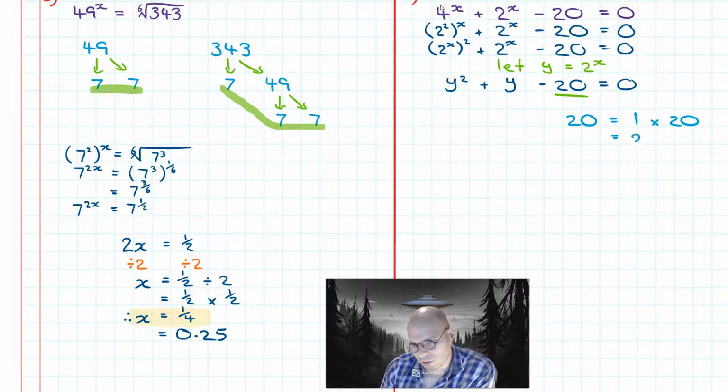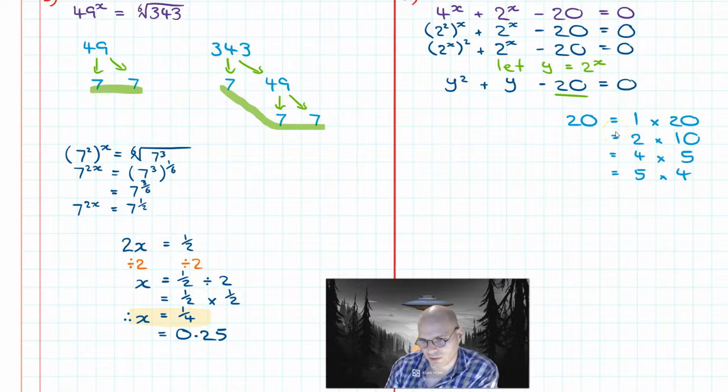20 is even, so it can be 2 times 10. 3 is not a factor. However, 4 is indeed a factor, so it could be 4 times 5. And if we wanted to keep going, we can have 5 times 4, but we're not, because we've already got this factor over here, 4 times 5.